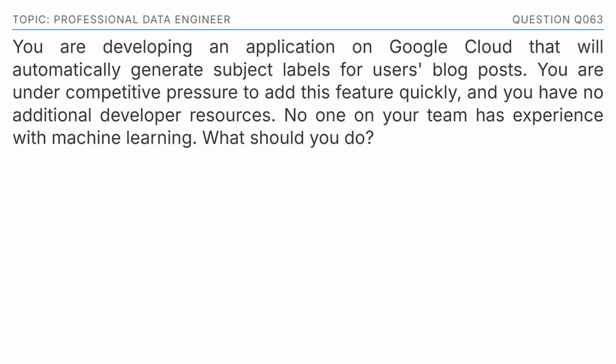You are developing an application on Google Cloud that will automatically generate subject labels for users' blog posts. You are under competitive pressure to add this feature quickly, and you have no additional developer resources. No one on your team has experience with machine learning. What should you do?